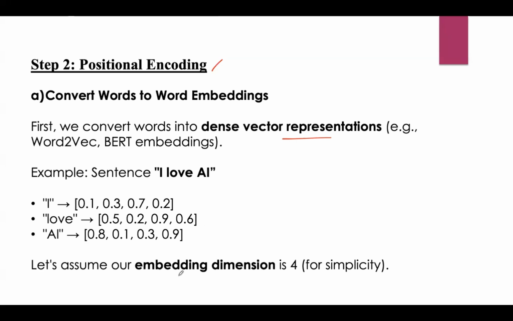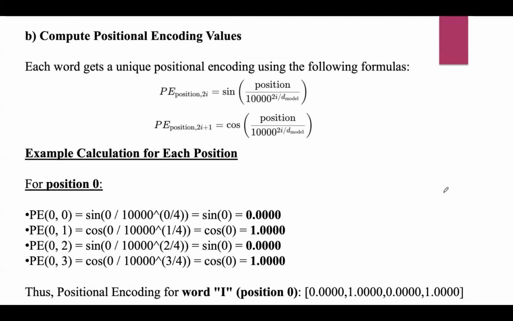Then assume that our dimension is 4. Then compute positional encoding values. You can get that by using these two formulas. The transformer uses sine and cosine functions in order to generate positional encodings. You can see that position is nothing but the position of the word in the sequence.